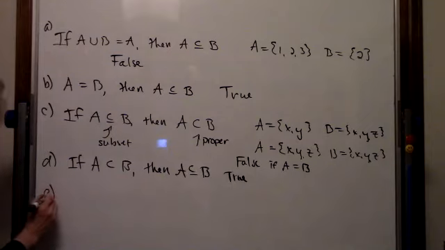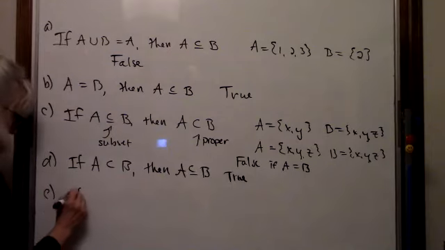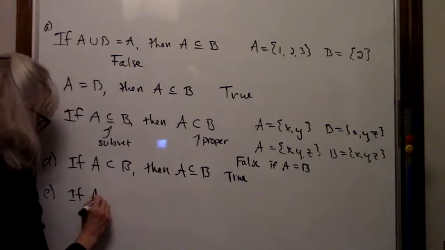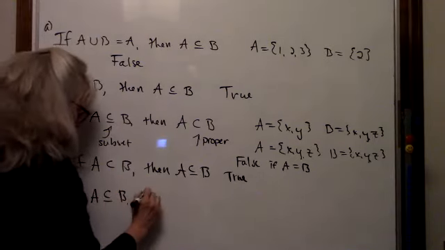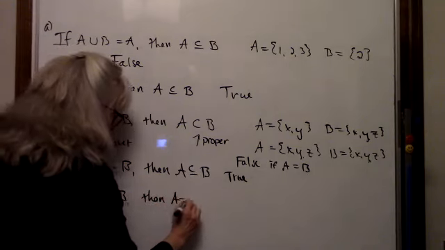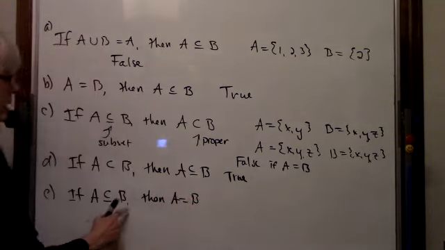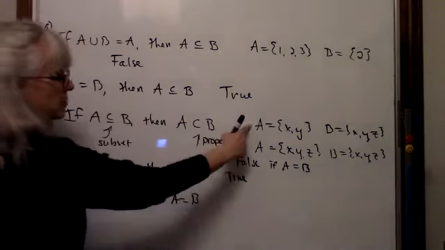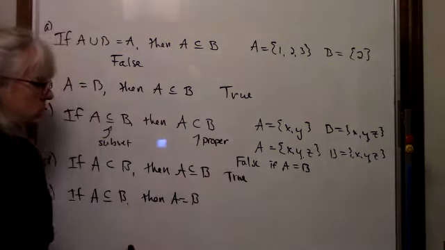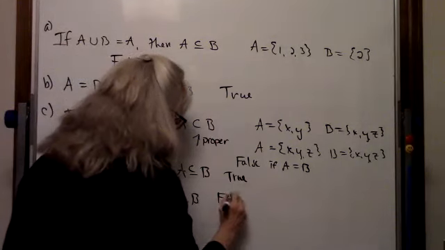And E on that one says that if A is a subset of B, then A equals B. No, we can already see that that's not true with this example. It's already on the board. We know that A was a subset of B in this example, but they're not equal to each other. So that one is false.